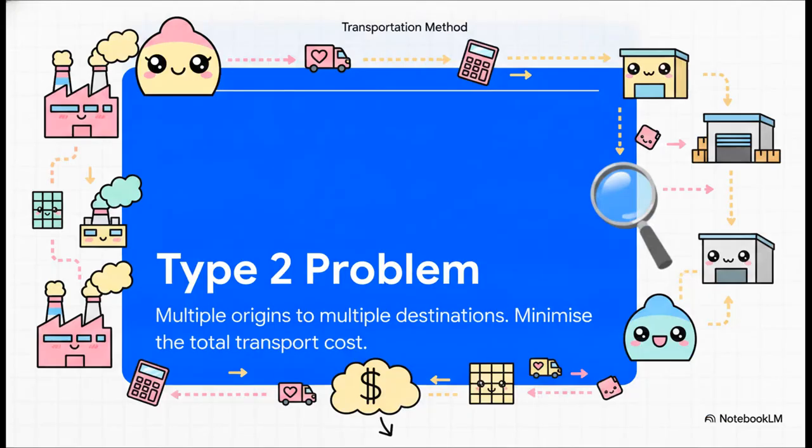With a Type 2 problem, you have multiple origin points feeding multiple destinations. Think of multiple manufacturing plants supplying a network of regional warehouses. It's a lot to manage. To solve this, we use the transportation method, which is a 2-stage, grid-based mathematical approach. It helps us establish an initial supply flow and then optimize it.